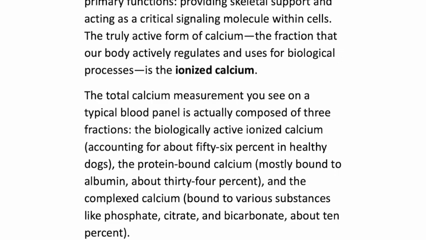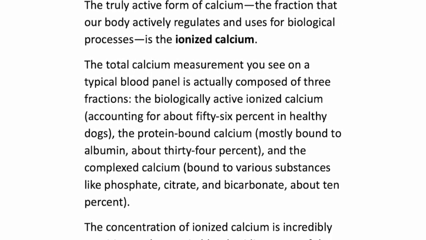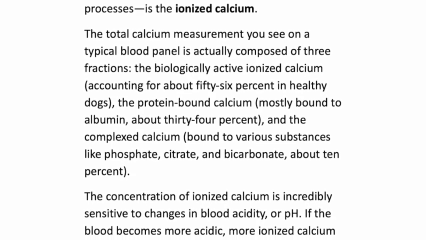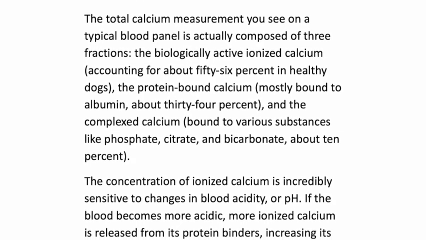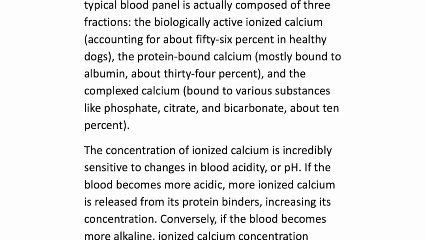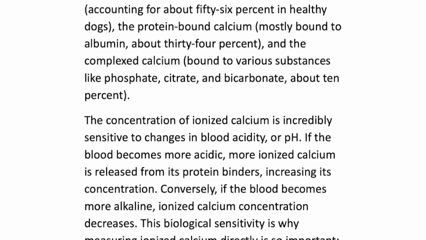The total calcium measurement you see on a typical blood panel is actually composed of three fractions. The biologically active ionized calcium, accounting for about 56% in healthy dogs, the protein-bound calcium, mostly bound to albumin, about 34%, and the complex calcium, bound to various substances like phosphate, citrate, and bicarbonate, about 10%.